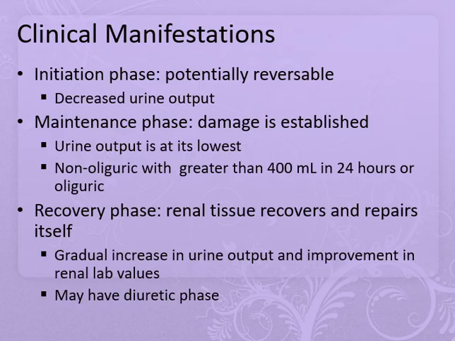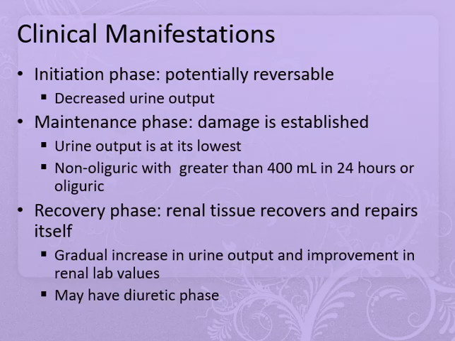So the initiation phase is several hours to a couple of days. And let me tell you how quickly this goes. If your patient has less urine output than 0.5 mL per kilo per hour for 6 hours, your patient is in acute kidney injury. Six hours of a urine output less than 0.5. That is how quickly this goes.